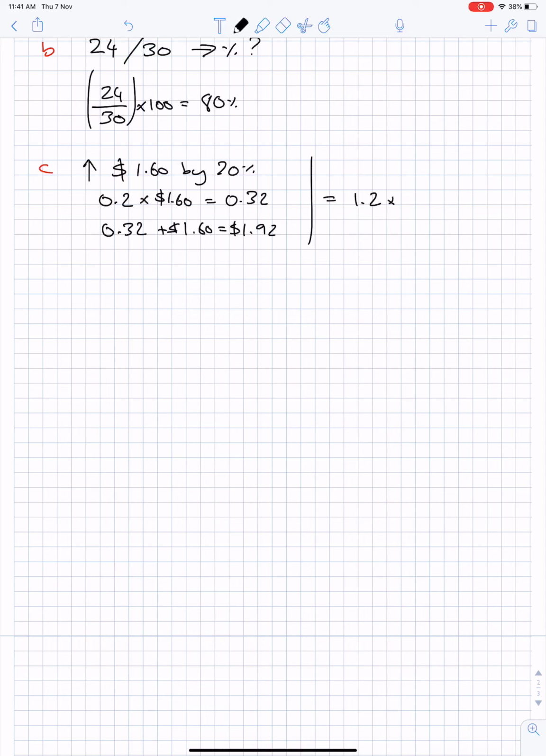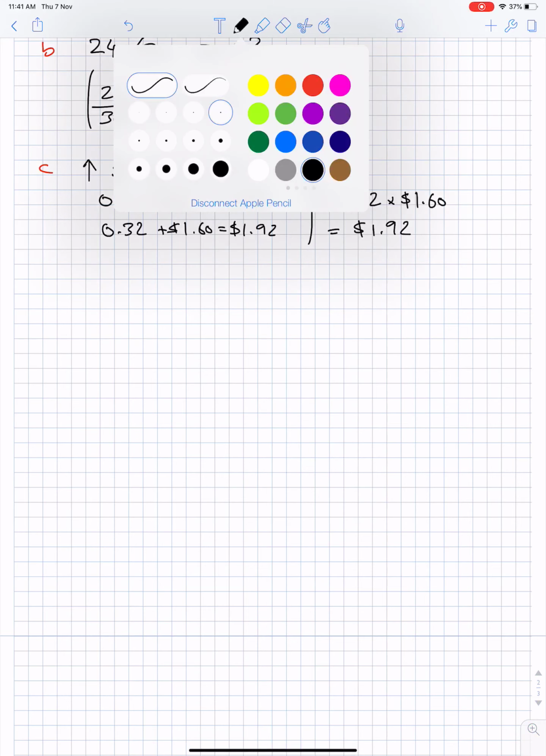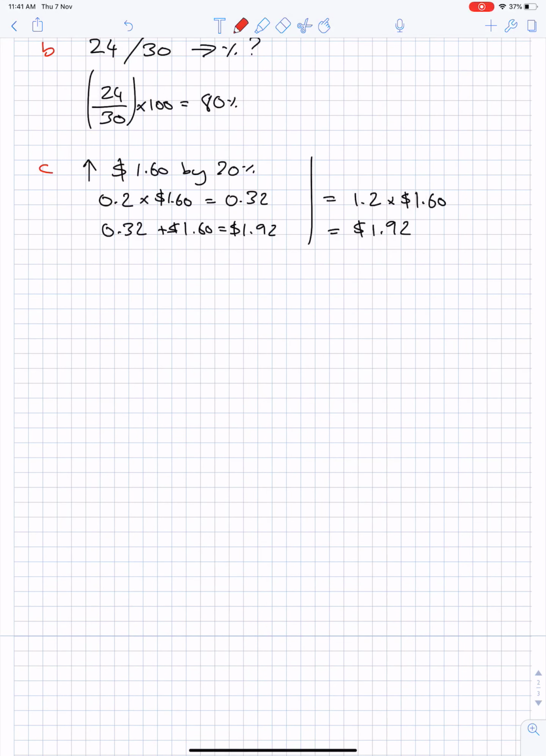Or a faster way would be just going 1.2 times $1.60, and that would give you $1.92. Oh, sorry, 92. Okay. D.